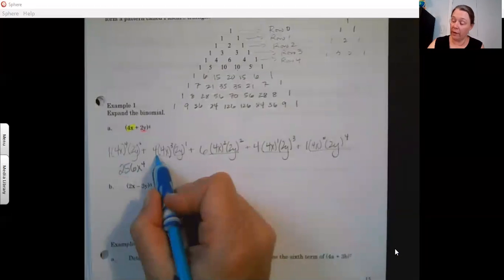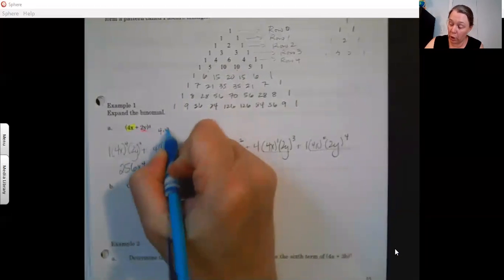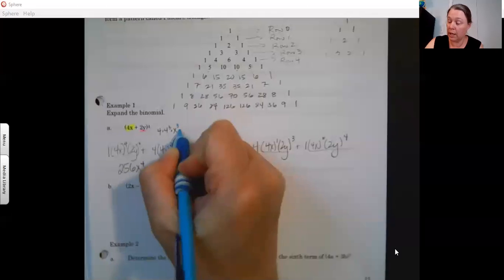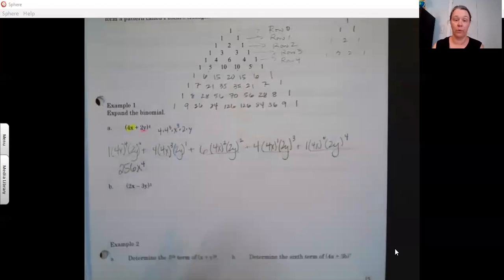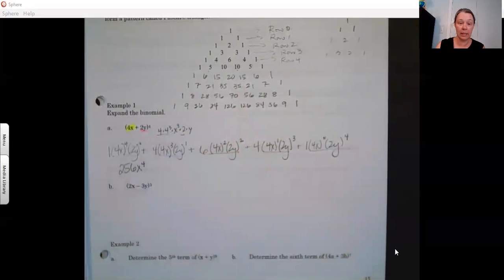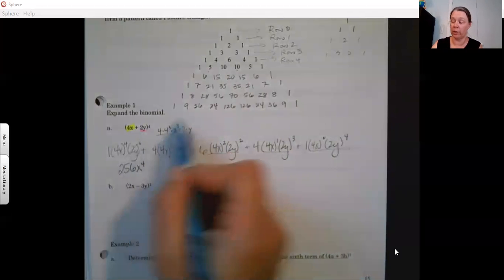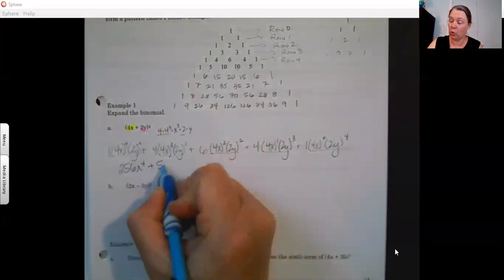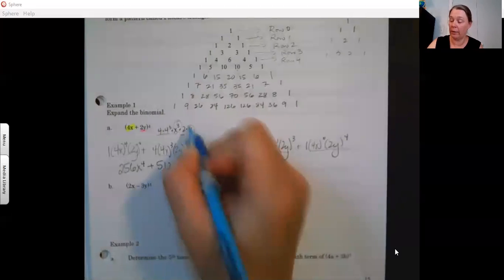Okay, this I have to think of it as 4 times 4 cubed times x cubed times 2 times y. Right, those are both to the 1st. So then you can think, okay, I have to multiply the constants together. So that's 4 times 4 cubed times 2. Well, that's really 4 to the 4th times 2. So that's 512, and then I got an x cubed and a y.